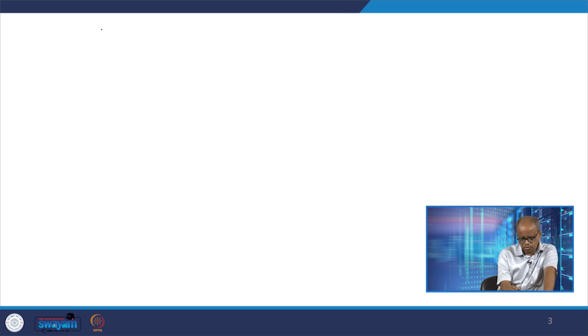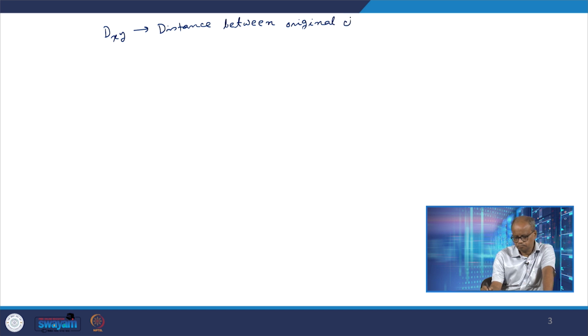So I denote that dxy is the distance between original charge x and y, where x and y all are varying from a, b, c to n, with the condition x is not equal to y.